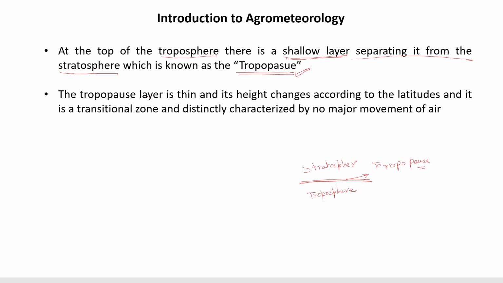The tropopause layer is thin and its height changes according to the latitudes, and it is a transitional zone. This is the transitional zone between the stratosphere and troposphere, and it is distinctly characterized by no major movement of air. Very, very important: no major movement of air occurs in the tropopause.